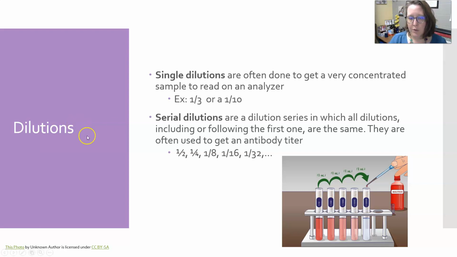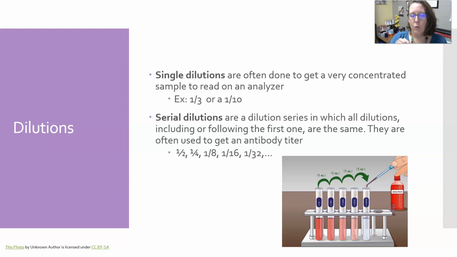So, for example, you can start with a 1/2 dilution. We have 1 ml of your sample and 1 ml of your diluent, let's say water. Okay, so that's 1/2, and then you take 1 ml of your 1/2 dilution, put it in the next tube, and add 1 ml of water to that, and so that becomes a 1/4. So it's the 1/2 of 1/2.